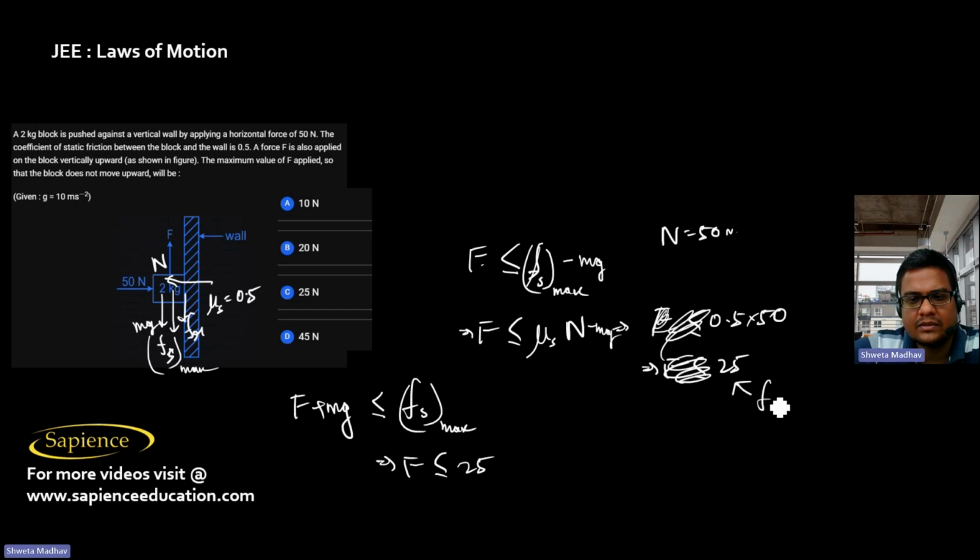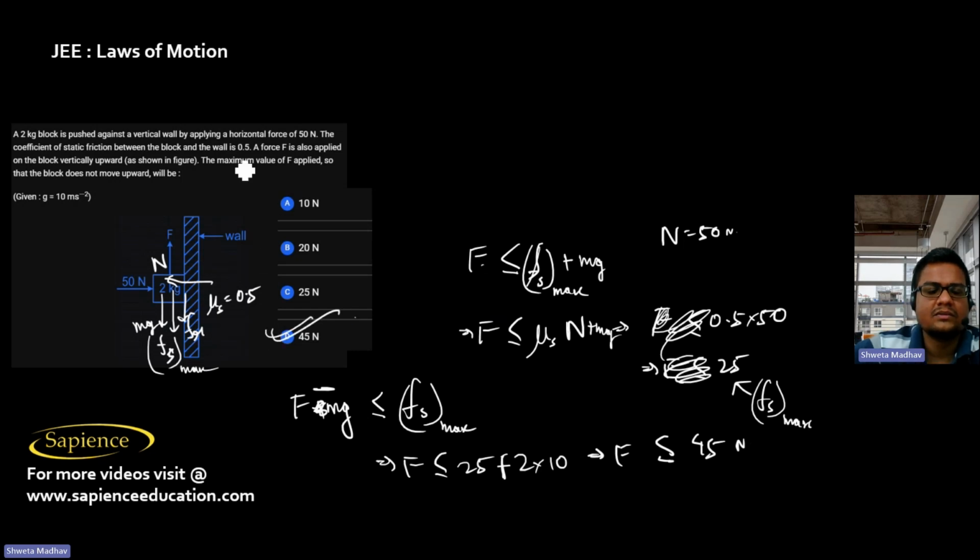So this is actually Fs max, maximum static friction. So this minus mg, m is 2 kg into 10. So it means F minus mg... sorry, F plus mg. Okay, so this means F should be less than or equal to 45 Newton. So option D is the correct answer. So the maximum value of F applied should be 45 Newton.